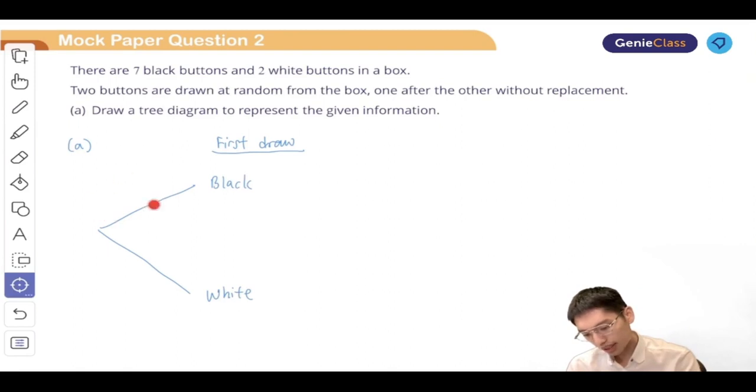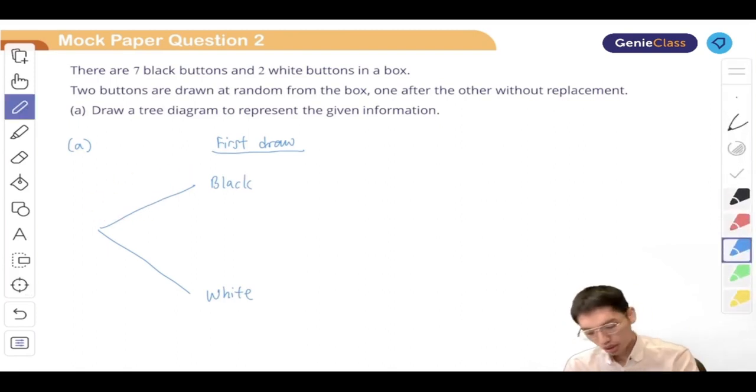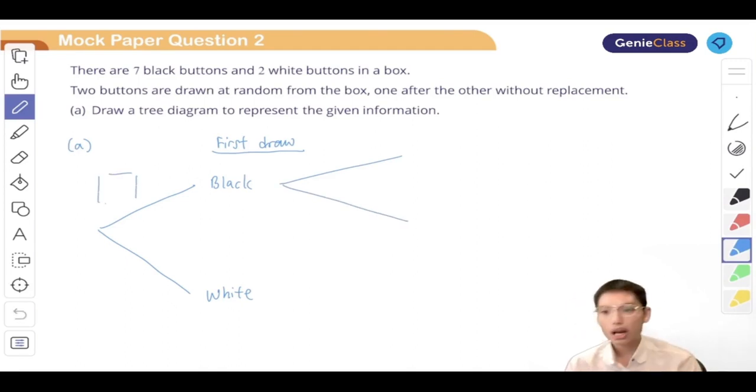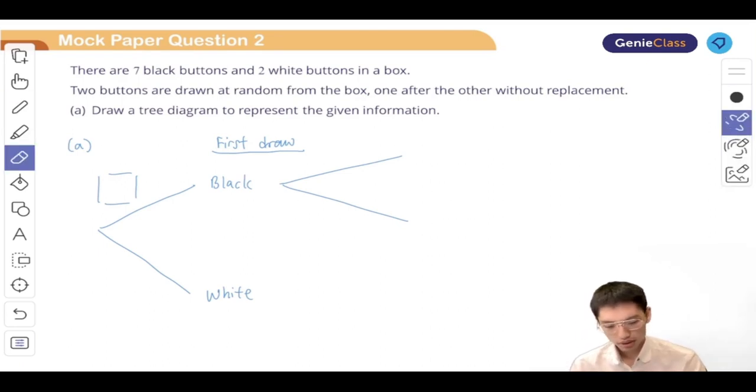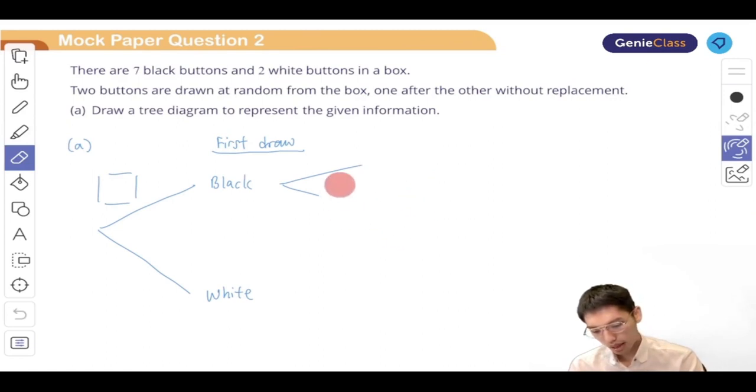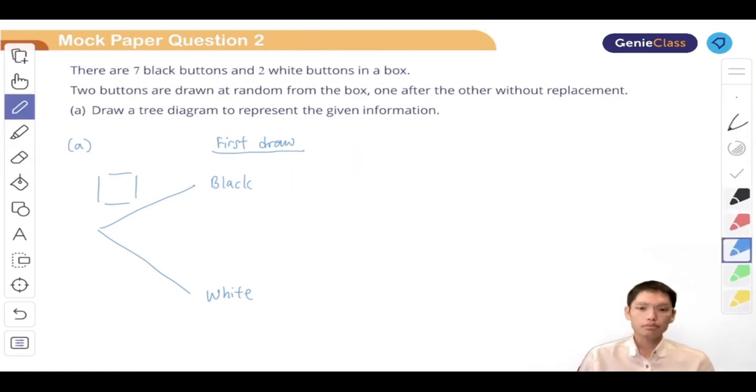What is the number I should write here? Let me know what the number is. Let me draw the box here in the blue colour. What's the number I should write over here? I'll give you some time to think about it. Read the question carefully. I draw a black colour one. What's the probability of me drawing black in my first draw?